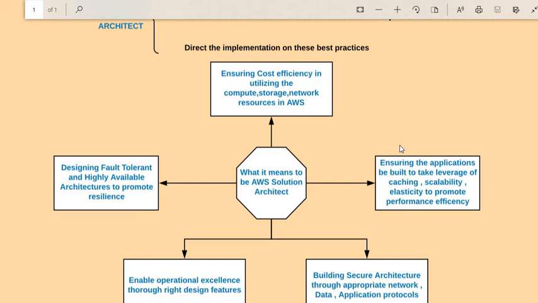are something that defines an AWS solution architect.